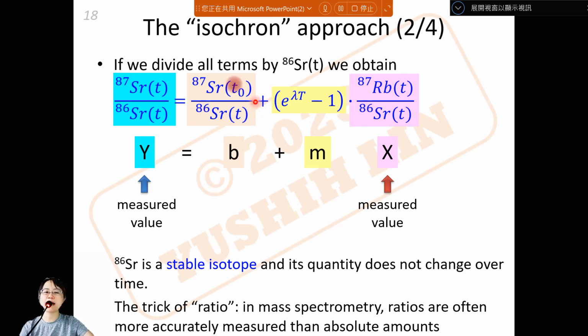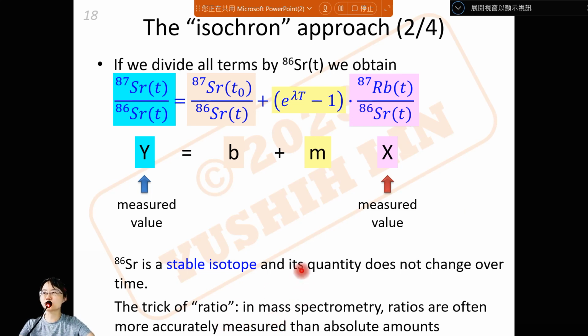Why do you have to divide equation 8 all by strontium-86? Strontium-86 is a stable isotope, and its quantity does not change over time. Can I substitute strontium-86 by C12? No, you can't do that. This is because of the so-called trick of ratio. In mass spectrometry, ratios are more accurately measured than absolute amounts.